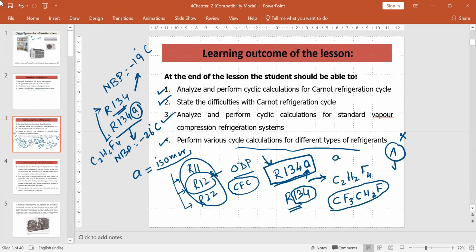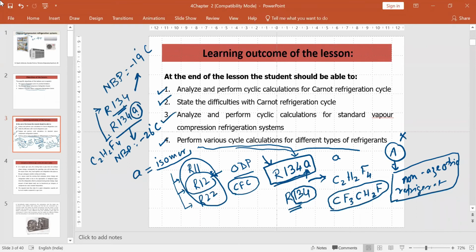If you write a capital A, it will denote a non-azeotropic refrigerant. A capital A is a symbol used for designating non-azeotropic refrigerant. Remember, in this case you have to write a small a, which stands for isomer. It means the same chemical formula as 134 but different property.